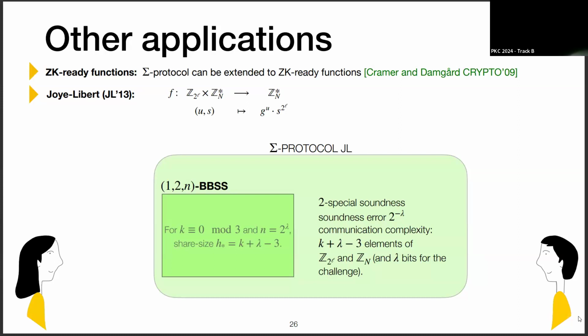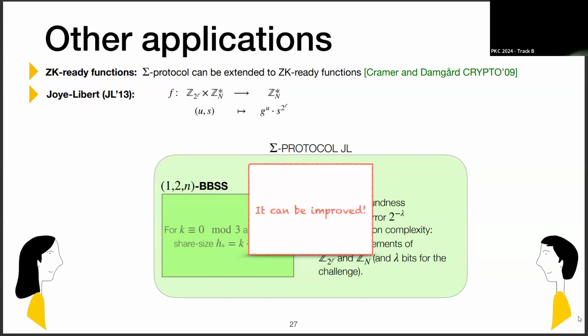So just before I conclude, another application is the case of linearly homomorphic-like functions. These are functions that were defined by Cramer and Damgård in their work at Crypto in 2009, and can be seen basically as functions that are almost homomorphic. So in our work, we explain how our Sigma protocol can be applied also in this scenario. And a particular example of such a function is the Joye-Libert encryption scheme. It is given by this function over here. So for this, we could also apply our Sigma protocol straightforwardly.